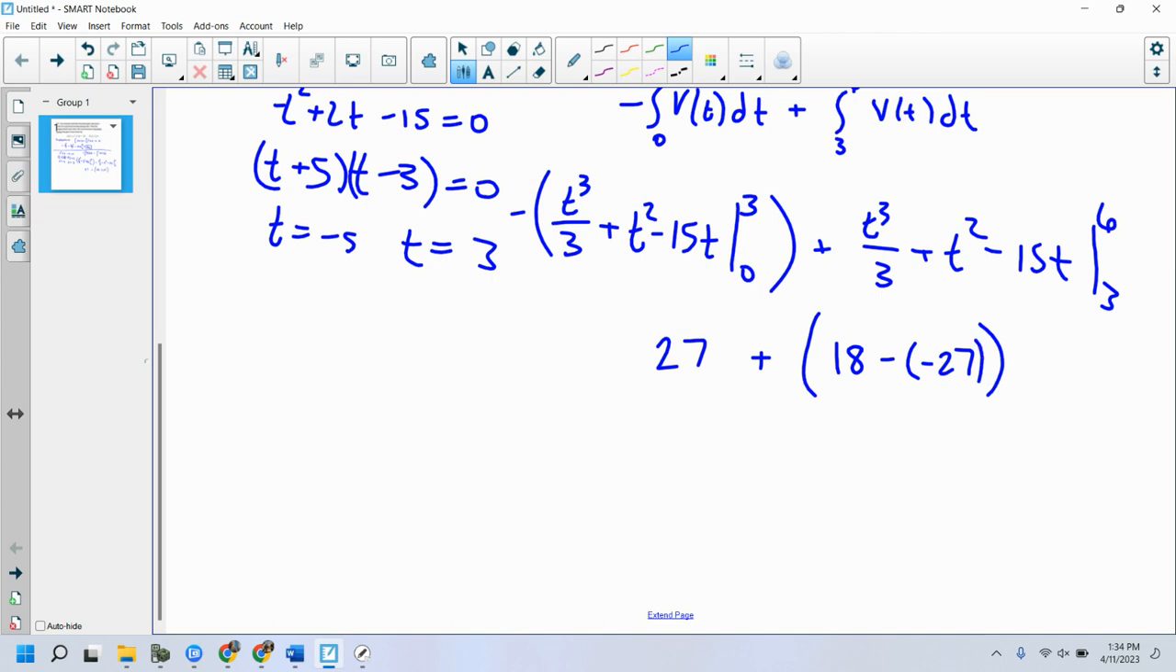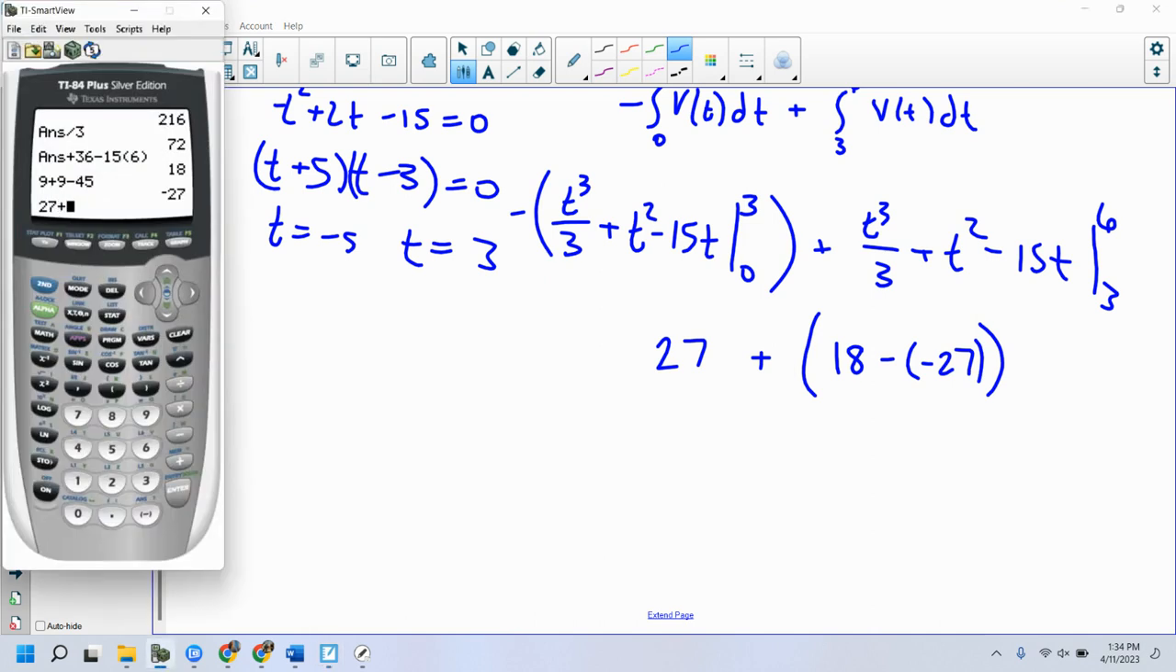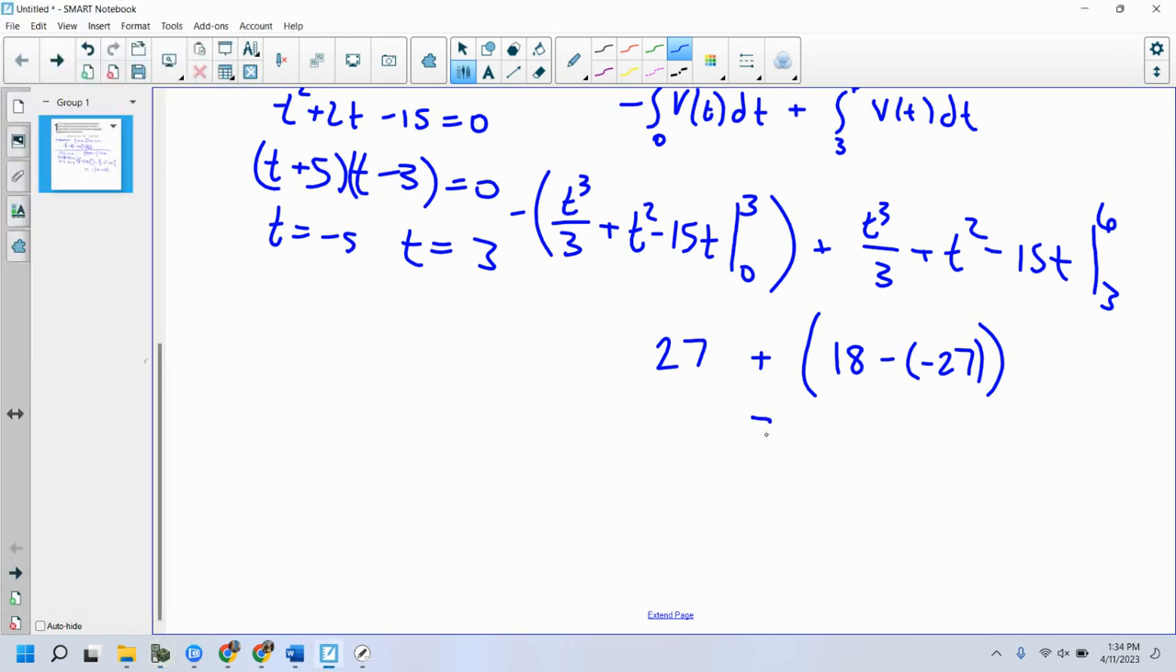So all said and done, that's 27 plus 18 plus 27. So I've traveled a total distance of 72 meters. Which makes sense because I moved in the negative direction 27 meters. I moved in the positive direction, what was this, 45 meters, right? So net distance traveled from above, 18 meters.